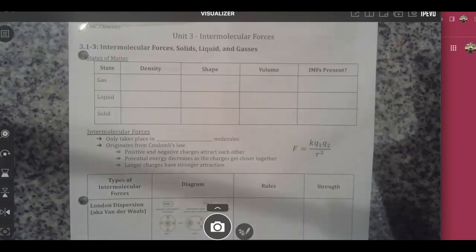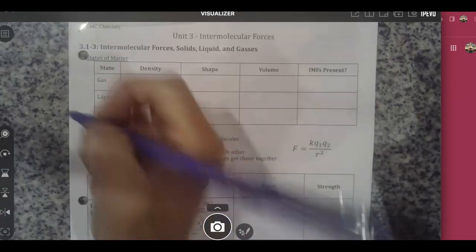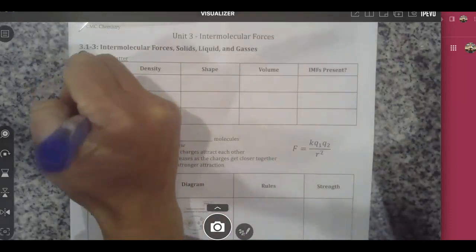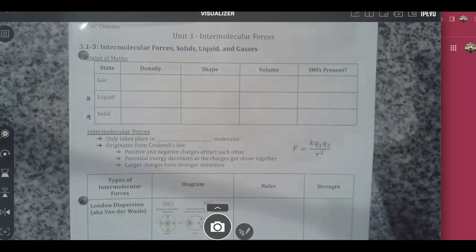The intermolecular forces are what allow us to have things like solids, liquids, and gases, right? It allows us to have these particles that are stuck together that can form shapes and be different densities. So that's what we're going to focus on. How do we get these things? And the first part of this unit is going to specifically be focusing on how we get liquids and how we get solids. And then we'll come back to gases later because they're actually a little bit different.